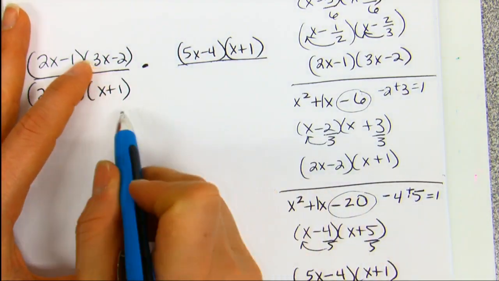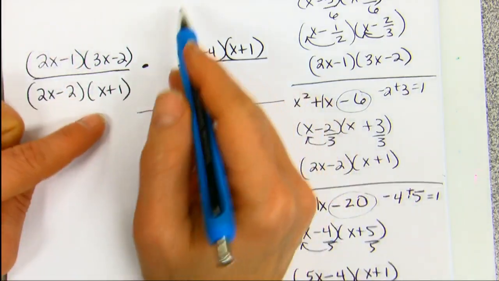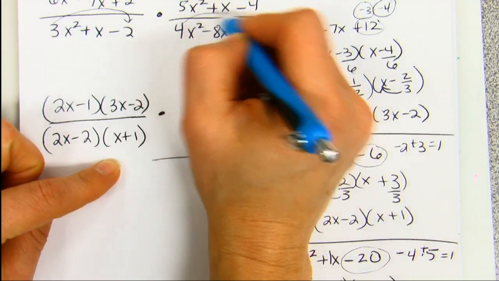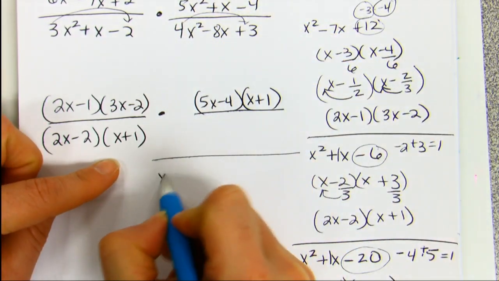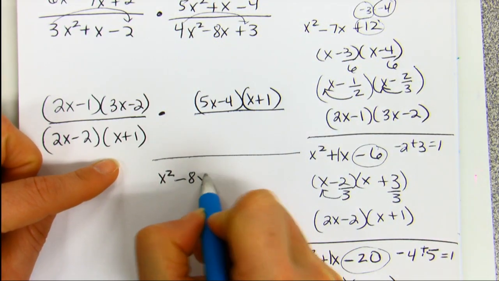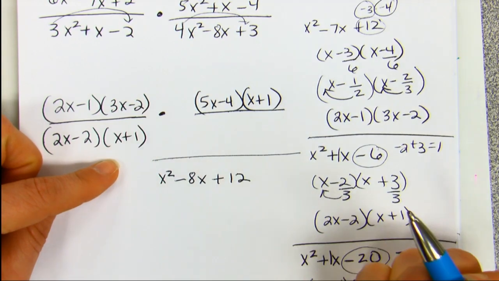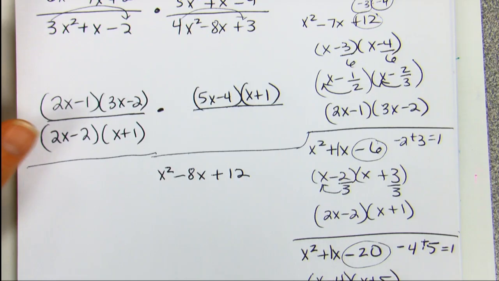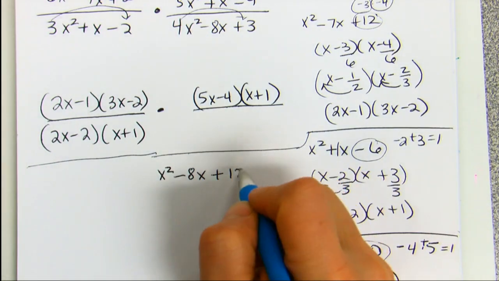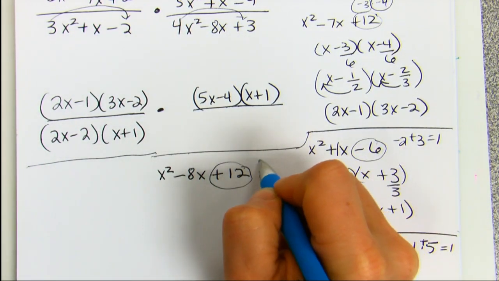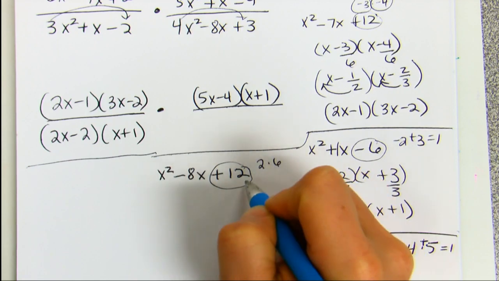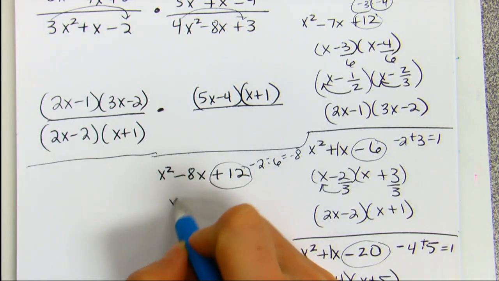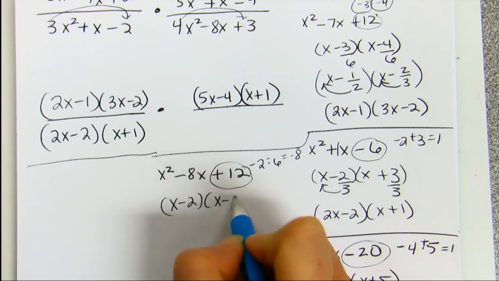And then the last one, I'm going to just factor it right here. The 4x squared minus 8x plus 3, we're going to move the 4 to the back. So we have x squared minus 8x plus 12. I just put a line here to separate it from my work there. So we will be factoring, this is a positive 12. If we take 2 times 6, that makes 12, and if they're both negative, that would make them negative 8. So x minus 2 and x minus 6.